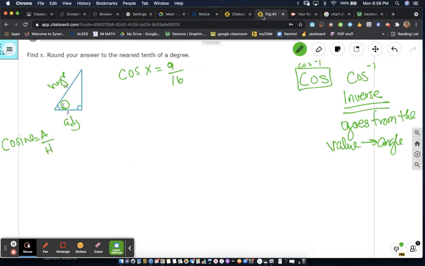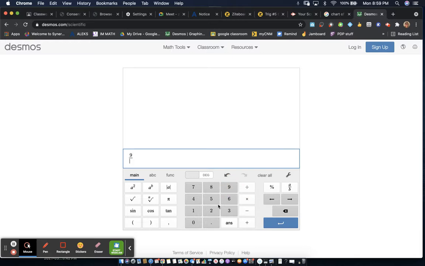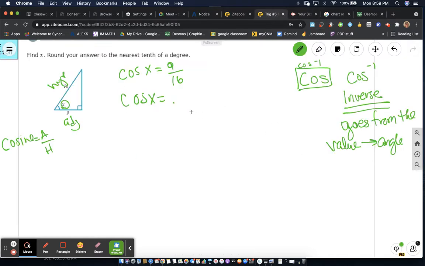So look here. You've got cosine x is equal to, what did I say it was? 9 divided by 16 real quick. Let's go back here, main. 9 divided by 16 is 0.5625, okay? So you would do that. I'm going to show you this, but I'm going to show you a quicker way in just a second. Now, to undo your cosine, we don't want the cosine of x, we just want x.